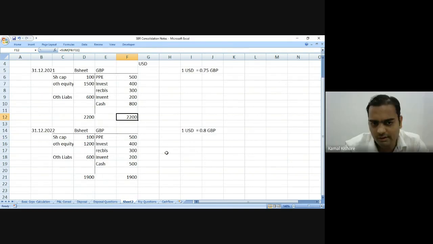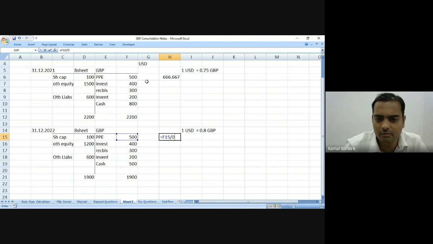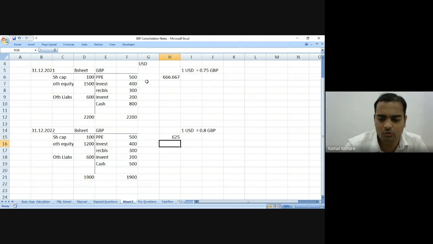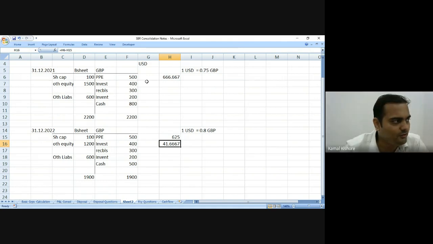Right? So last year, what did you do? You converted this 500 at 0.75 GBP, divided by 0.75, since we are converting into USD. Now the same 500 you are converting at 500 divided by 0.8, that is 625. So that means there will be a difference. This is the foreign exchange gain or loss we will get. So that loss, where will you show?